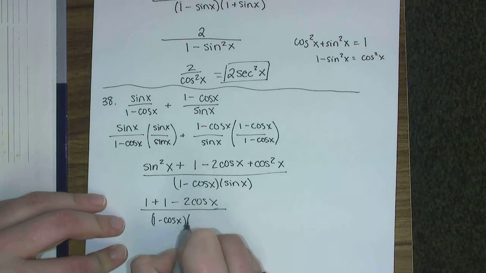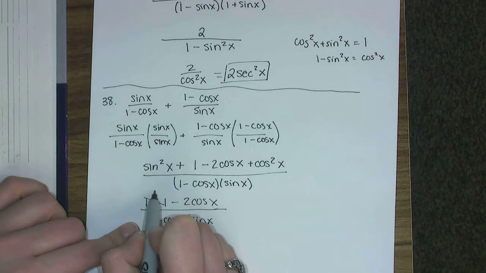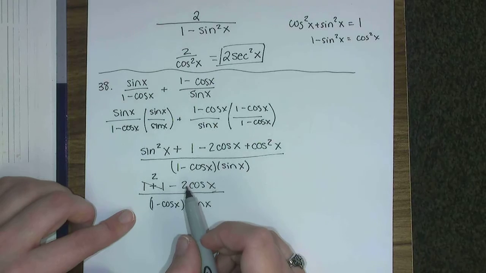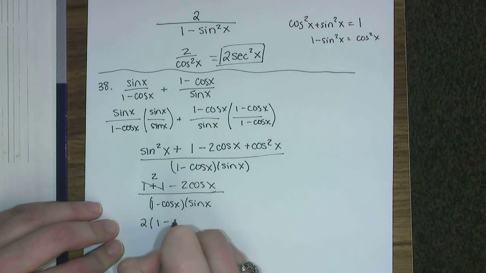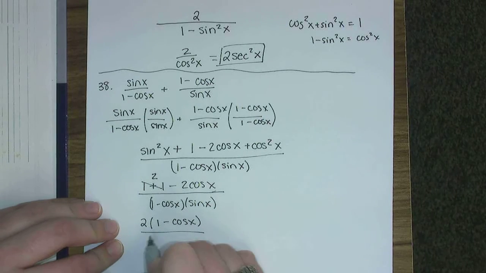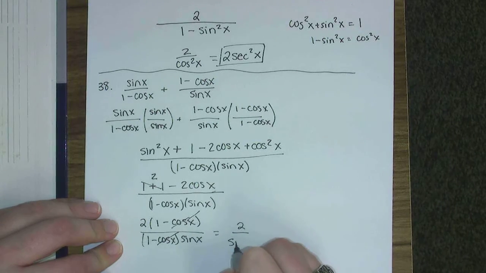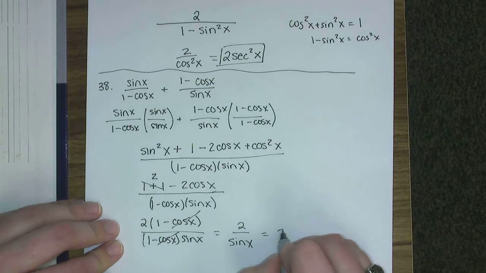So now I can pull out a 2, because there's a 2 in both parts of the top. So 2 times 1 minus the cosine of x. Well, that's good because I have a 1 minus cosine of x on the bottom, over 1 minus the cosine of x times the sine of x. The 1 minus cosine cancels top and bottom, leaving me with 2 over the sine of x, which is, we know sine of x goes with cosecant, so it's going to give me 2 cosecant of x as my answer for that one. Alright, so that's that type.